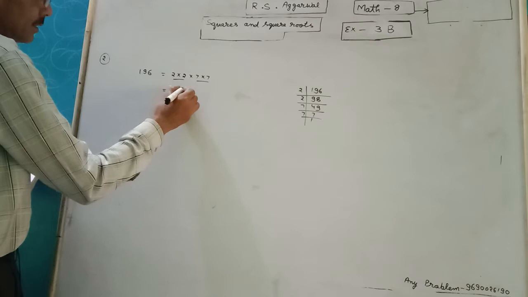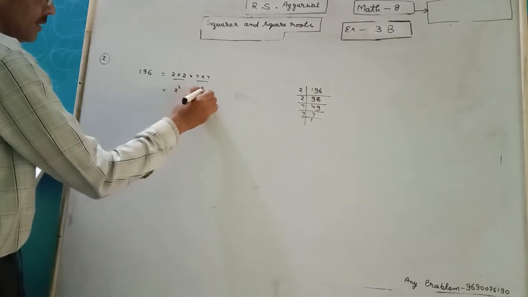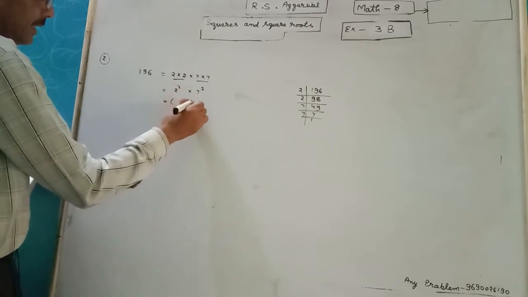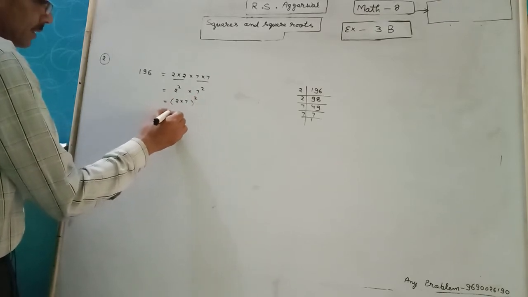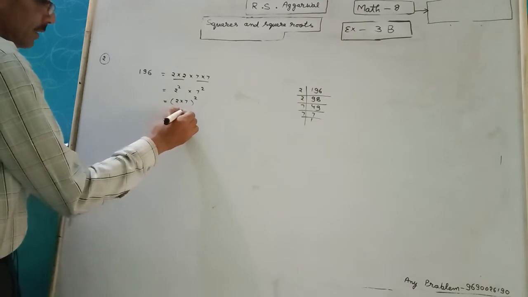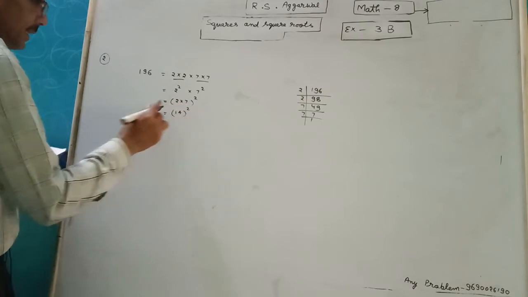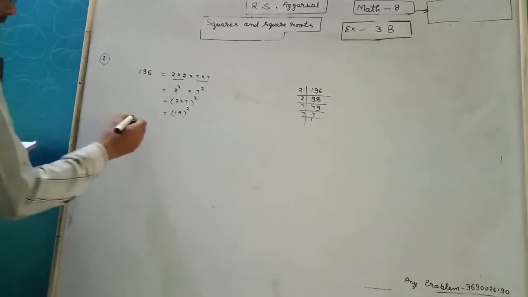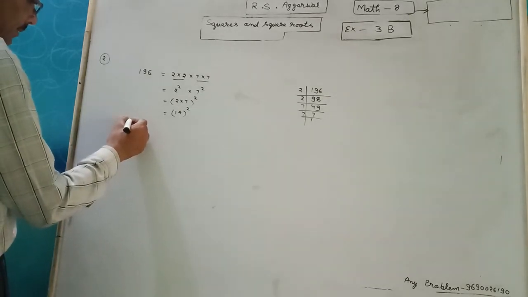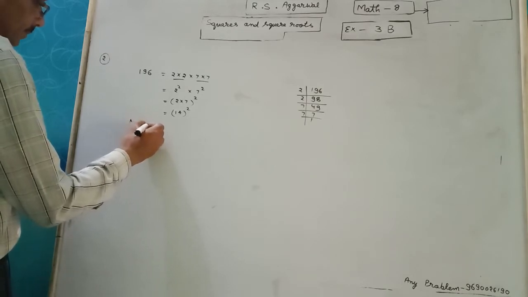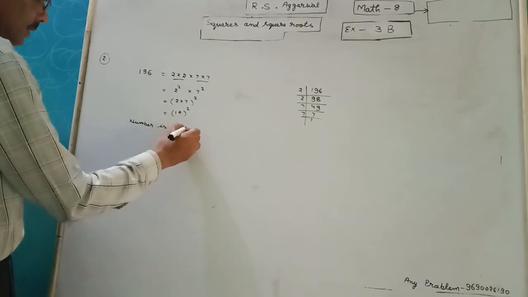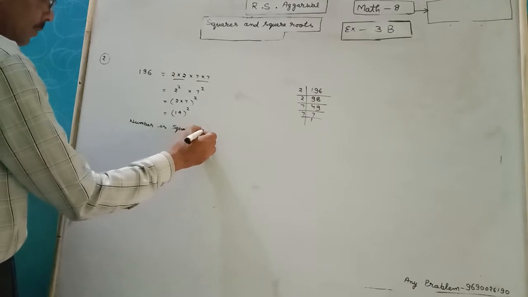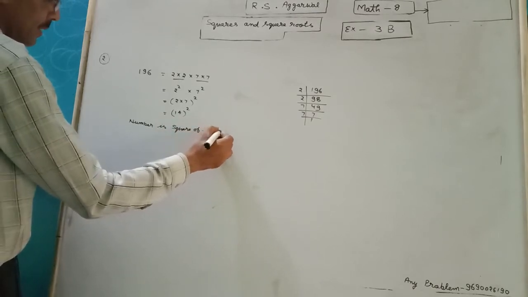2 square into 7 square. Write in one bracket, 2 into 7. 7 2 ja 14. 14 is even number. Number is square of even number.